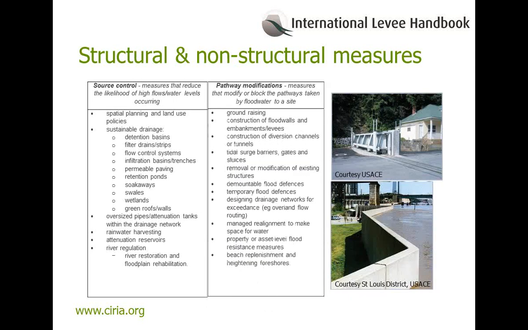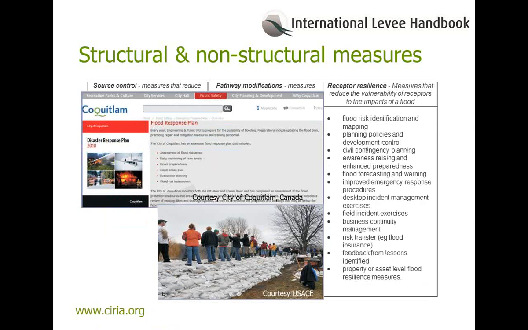There are also options for modifying flood pathways that can influence propagation of waters if the waters do rise, such as gates and barriers, diversion channels, and property level protection measures. There are also measures that can be applied to influence the resilience of those who might be affected by flooding, such as flood warning and forecasting services, controls on building and land development, and flood event contingency planning.